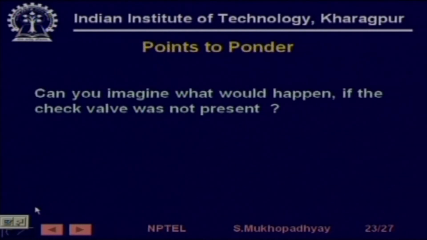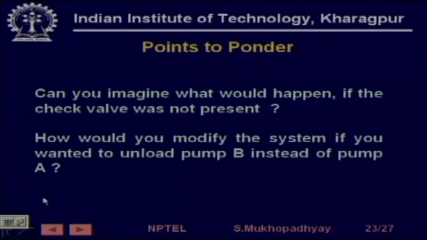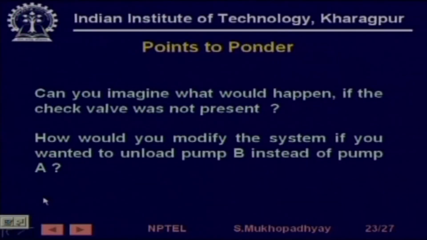Points to ponder, many questions you can think of. For example, can you imagine what would happen if the check valve was not present in the first unloading circuit? There will be a problem. How would you modify the system if you wanted to unload pump B instead of pump A in that first system? That's very simple. The circuit is very symmetric, so whatever you did for pump A, you have to do for pump B.